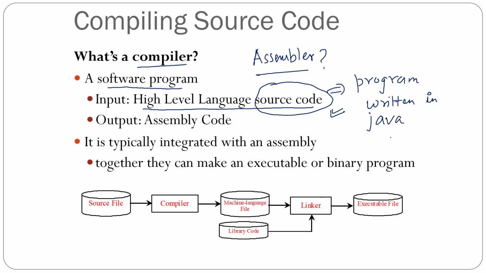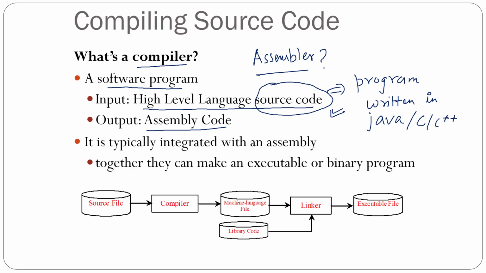Let's discuss in terms of Java. So it could be Java or C or C++ or any programming language. So the program that you have written in a specific programming language would be called a source code. So what compiler does? Compiler is a software program that will take the input as a program which is written in a high level programming language and it will output an assembly code. Alright, and that assembly code would be finally converted to the executable, and then the executable would be run by the hardware.